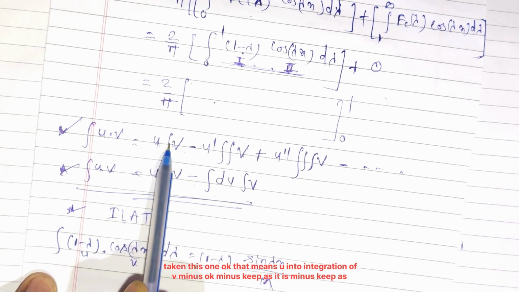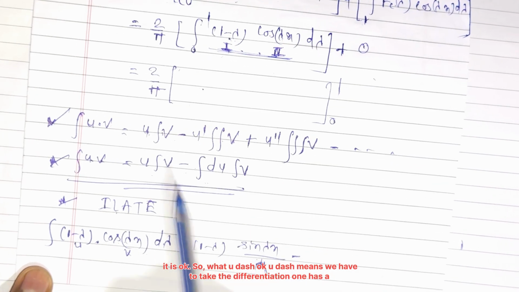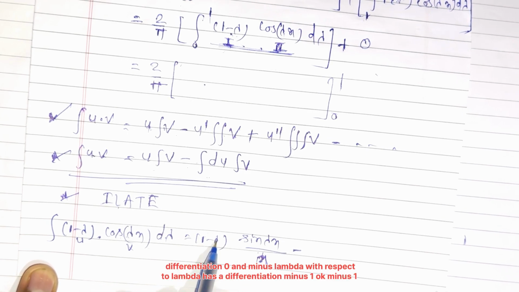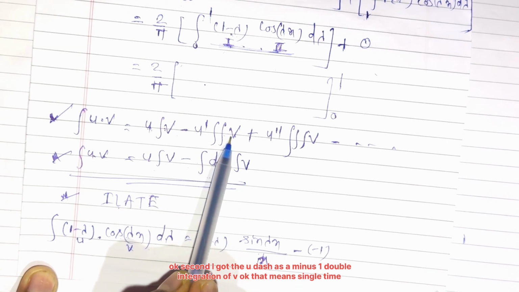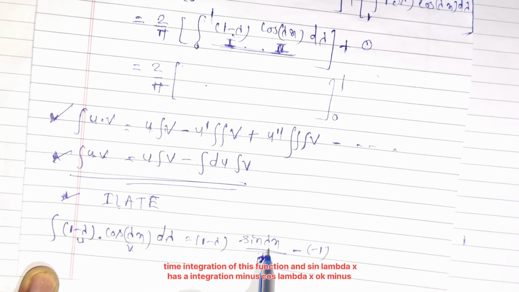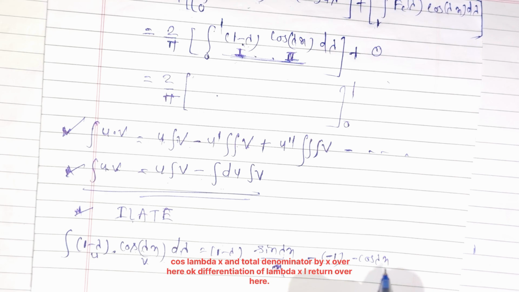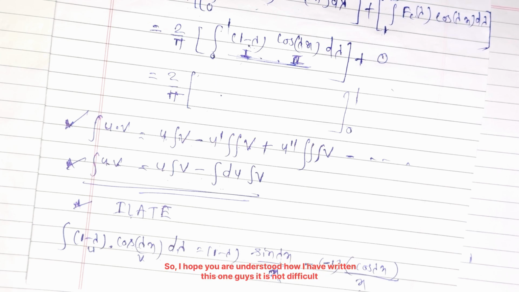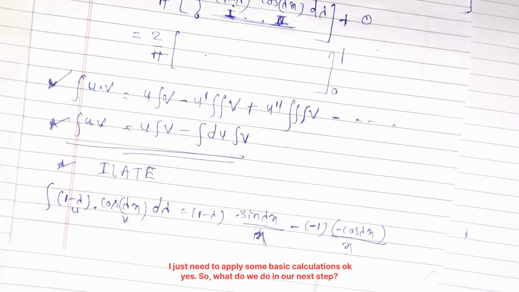That means u into integration of v minus, minus keep as it is. So what is u dash? u dash means we have to take the differentiation. One has a differentiation 0 and minus lambda with respect to lambda has a differentiation minus 1. So I got u dash as minus 1, double integration of v. That means single time integration of this function, and sin lambda x has an integration minus cos lambda x, and total denominator by x over here. Differentiation of lambda x I have written over here. I hope you all have understood how I have written this one, guys. It is not difficult, just need to apply some basic calculations.